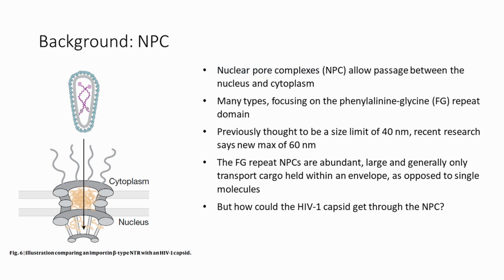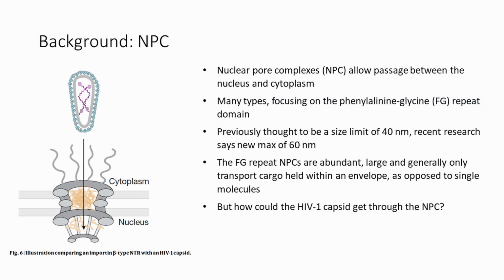Well, they're a type of entryway through the nuclear membrane that allows passage between the nucleus and the cytoplasm of the cell. They're necessary to translocate large species in and out of the nucleus because it needs some way to transport things across that membrane. There are different types of nuclear pore complexes, and they all have different entry requirements. This article specifically focuses on the phenylalanine glycine, or FG repeat domain types.